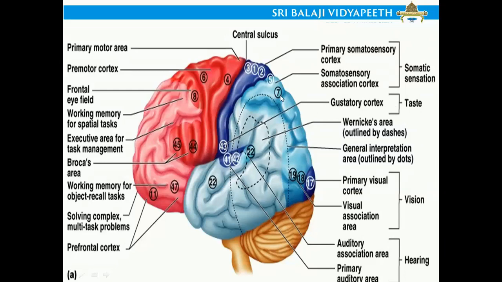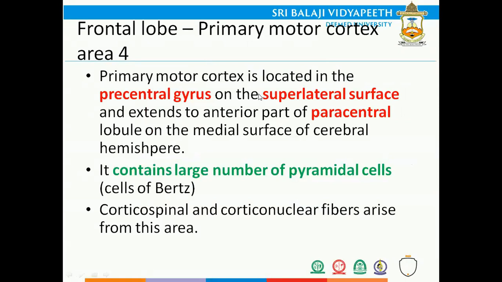And you will also have something called the somatosensory association cortex, which is responsible for associating all the sensory functions with the other motor functions and helps in the coordination. Coming to the frontal lobe, the primary motor cortex, area number 4.